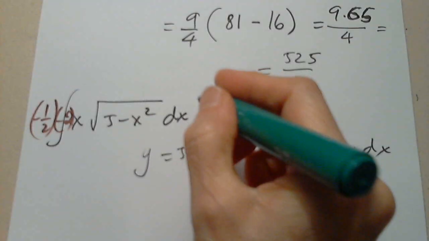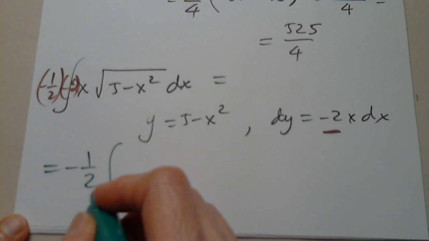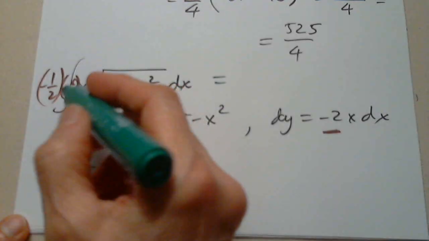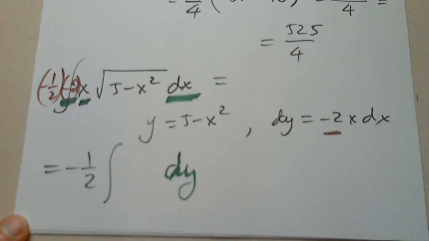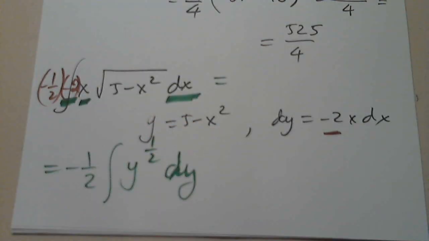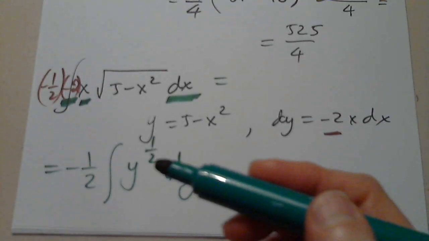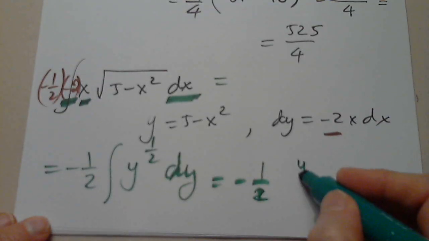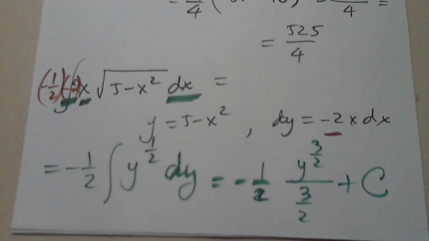Gladly. So then I have negative 1/2 in front, the integral from, again, the negative 2, the x, and the dx are in dy. And this is y to 1/2. So negative 1/2, we add 1 to 1/2, which is 3/2, y to 3/2, over 3/2, plus a constant c.